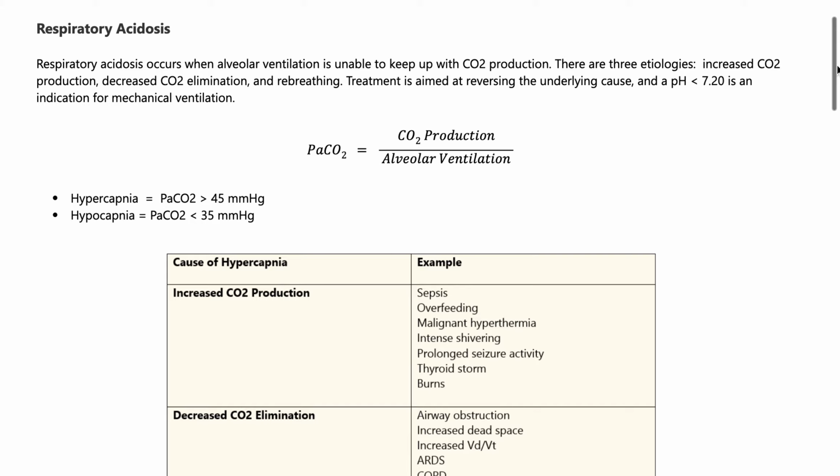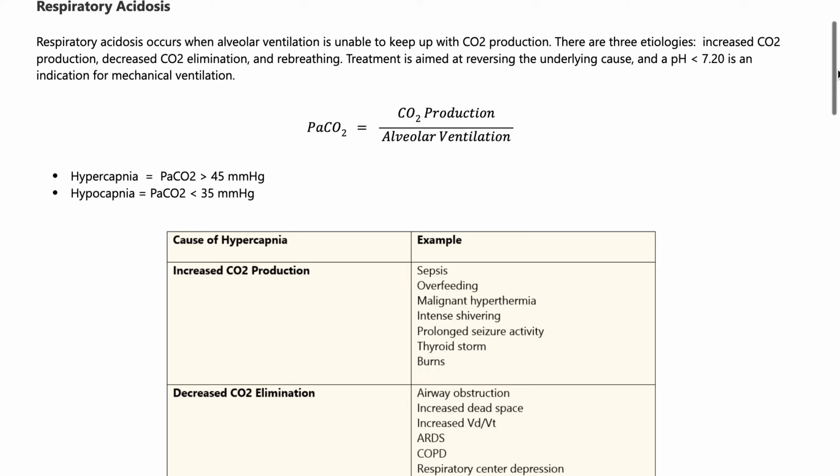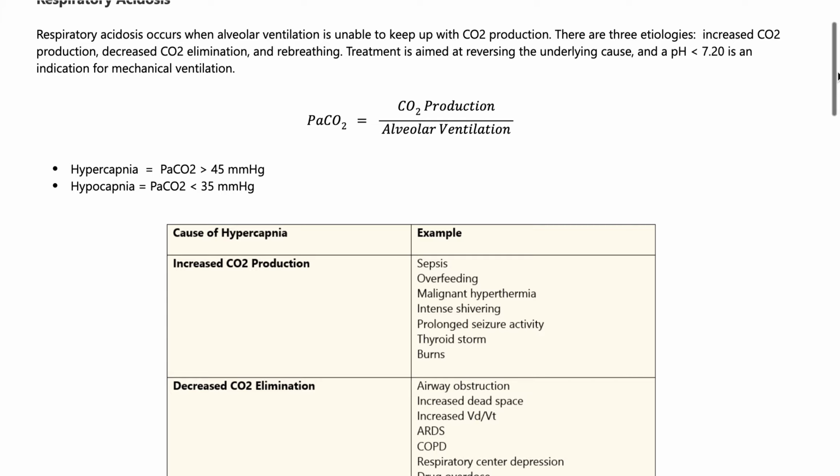So respiratory acidosis occurs when alveolar ventilation is unable to keep up with CO2 production. There are three etiologies. There's an increase in CO2 production or a decrease in CO2 elimination, and then there's also rebreathing. Treatment is aimed at reversing the underlying cause. A pH of less than 7.2 is an indication for mechanical ventilation.